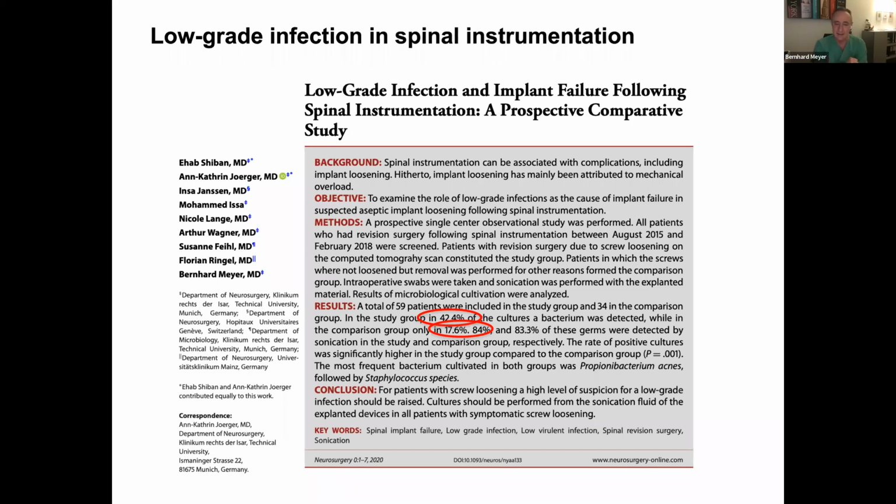But on the other hand, and this is one of the riddles, even in the comparison group, I will show you the group later on, almost 18% had a positive culture. So that means that you have these germs, and this is known in your body, and most people can cope with it, and some people can't. And this is one of the questions where we don't have an answer yet why this is the case.